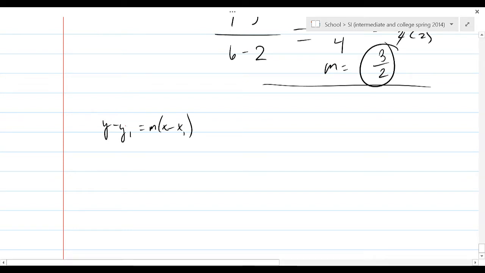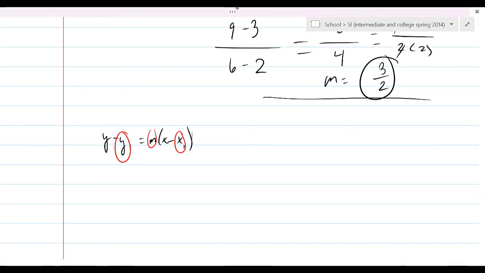Well, y1 is going to be plugged in for the y value of the point we choose. x1 is being plugged in for the x value of the point we choose. And m is being plugged in for the slope. Everything else is going to stay, because those are going to be the x's and the y's that remain in our equation. Remember, that's what we're doing. We're writing the equation of a line. So these need to stay, so they will.